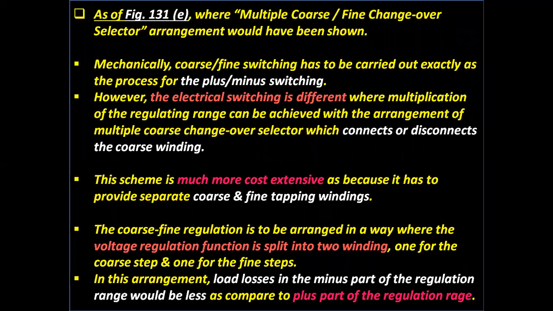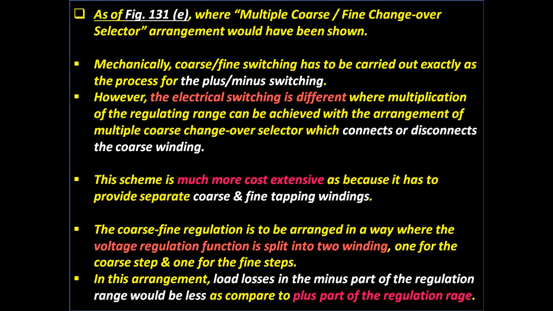As of figure 131E, where multiple coarse or fine changeover selector arrangement would have been shown. Mechanically, coarse or fine switching has to be carried out exactly as the process for the plus minus switching. However, the electrical switching is different, where multiplication of the regulating range can be achieved with the arrangement of multiple coarse changeover selector, which connects or disconnects the coarse winding.